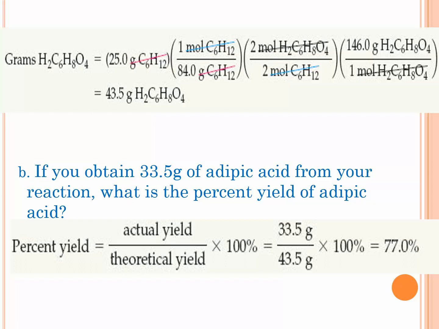But if in the lab, when you did the experiment, you obtain only 33.5 gram of adipic acid from your reaction, what is the percent yield of adipic acid? Now, percent yield equals actual divided by theoretical times 100, and 33.5 divided by 43.5 gram times 100, it is 77.0%. This is called the percent yield. Notice the answer has 3 significant figures, as this mass, and also this mass.